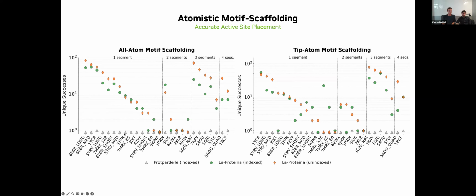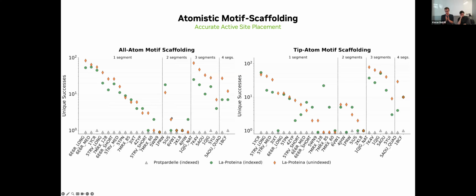So in gray, the triangle is their success. The green one is our success indexed, meaning you tell the model where in the sequence the motif should be. And then the orange diamond here basically is unindexed. As Thomas mentioned before, unindexed means we don't give the model the information of where in the sequence the motif should be. We just give the 3D coordinates. And the model should itself figure out how to arrange the protein around this, so how many gaps it puts between discontiguous motifs, for example. And you can see that for one and two segments, the performance is kind of similar.